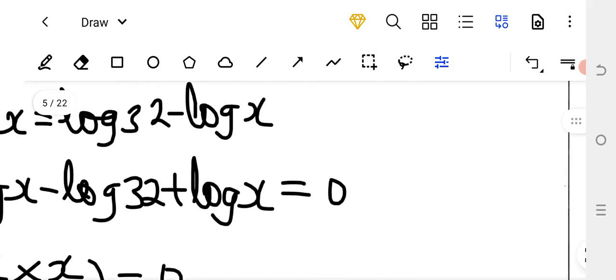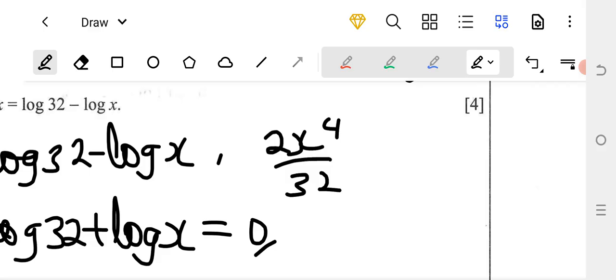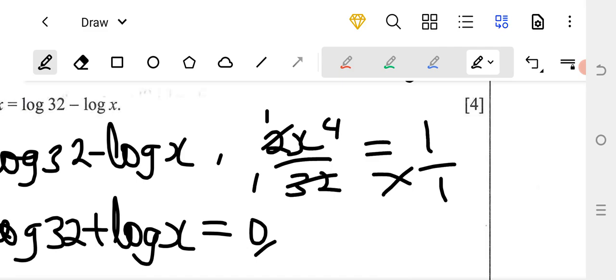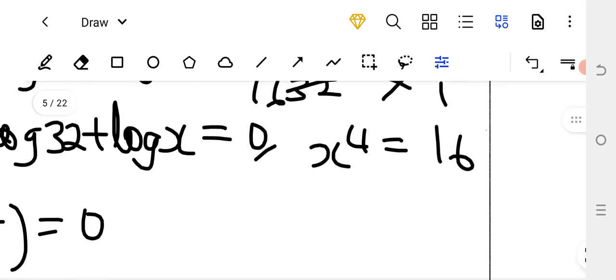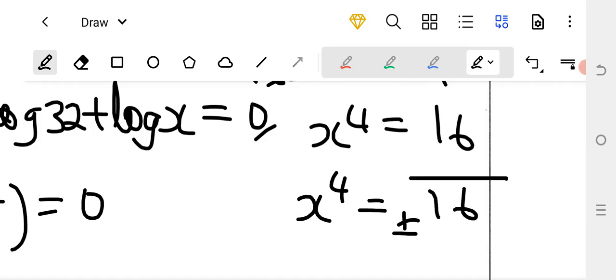So let's go this side. We are going to say 2x to the power 4 divided by 32 is equal to 10 to the power 0. Any number to the power 0 is a 1, so we divide by a 1. And then here we can also simplify. 2 can go into itself once, and into 32 is 16. So x to the power 4 is equal to 16. To continue, we apply the fourth root to both sides. So x to the power 4 is equal to 16. We take plus or minus the fourth root.